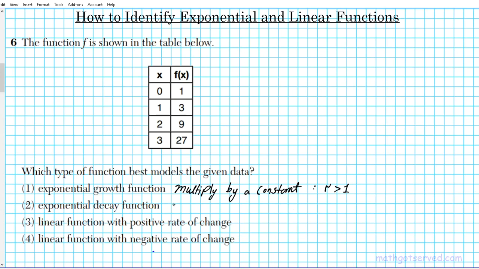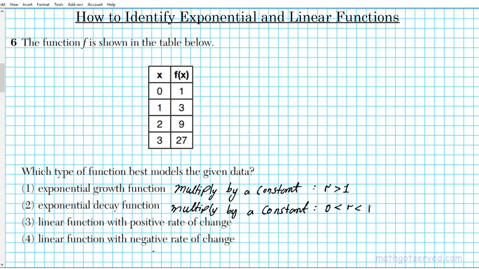How about decay? It's similar, but a slight difference. In this case, you're going to multiply again. You're going to multiply by the same number over and over again. Multiply by a constant. This is a decay factor in this case. But that r factor will meet the following condition. That r, or that constant or decay factor, is always going to be between 0 and 1.